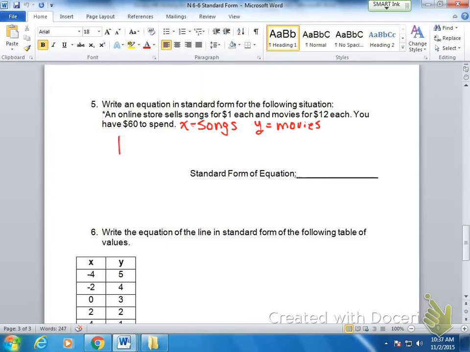Well, I can spend $1 for each song times how many songs I buy, plus $12 for each movie times the number of movies I buy. And I know I can spend a total of $60. Now, do we have to do anything to change it into standard form? Looks like our x's and y's are on the same side. Our a and b are not fractions, and a is positive. So I'm going to say our equation is 1x plus 12y equals 60. So that one was not so bad, guys. Use that example when you're doing them on your homework. So let's go ahead and go to number 6.